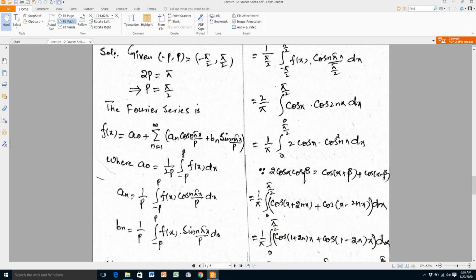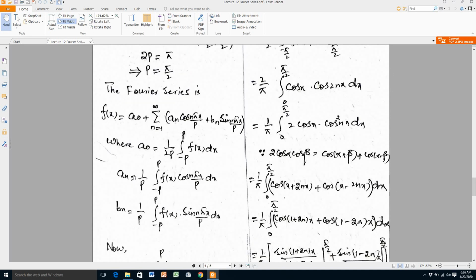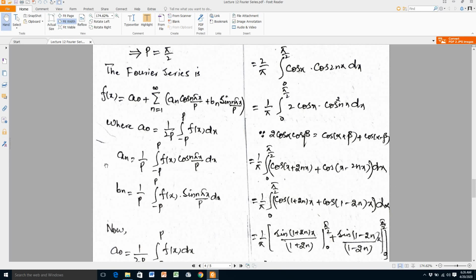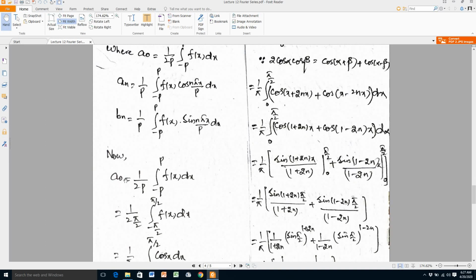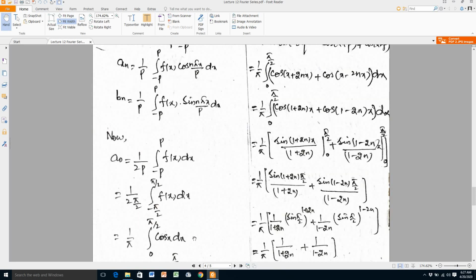So the Fourier series is f of x is equal to a naught plus summation n is equal to 1 to infinity a n cos n pi x over p plus b n sin n pi x over p, and you know what the values of a naught, a n and b n are, and these are written here. Now first we find the value of a naught. A naught is equal to 1 over 2p from minus p to p f of x dx, and I substitute here the value of p, that is pi by 2, 1 over 2 into pi by 2 from minus pi by 2 to plus pi by 2 f of x dx.